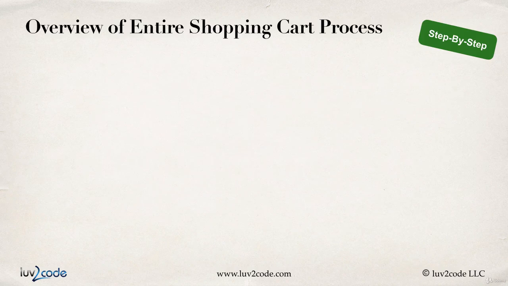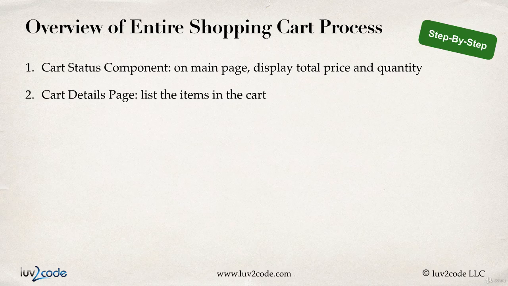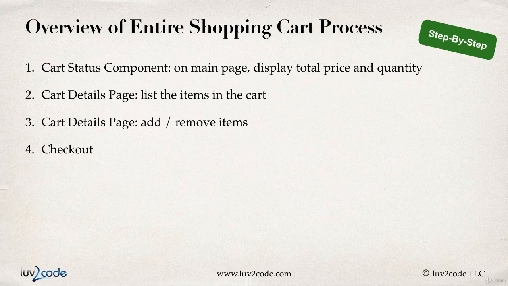So just an overview of the entire shopping cart process. The first thing that we'll do is make use of the cart status component. On the main page, we'll display the total price and the quantity. And then we'll have the cart details page where we simply list the items in the cart. We'll add some functionality to the cart details page where we can add and remove items. We'll also have a checkout button and a checkout form.